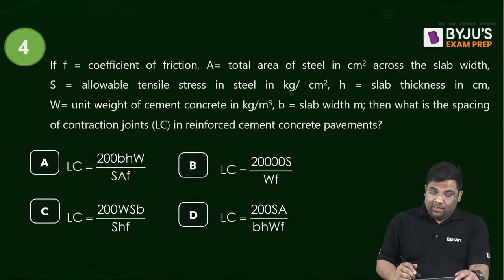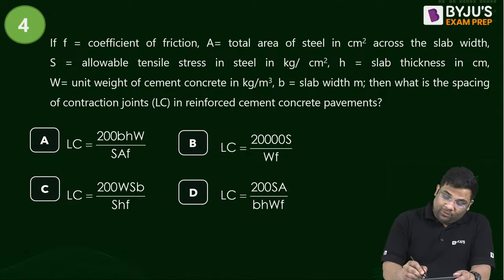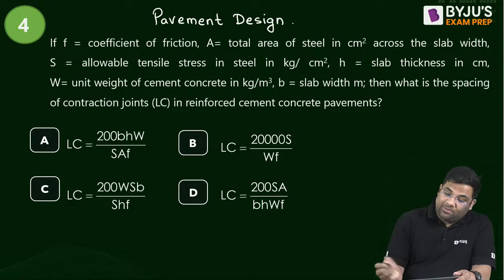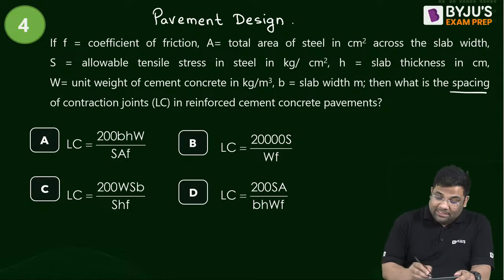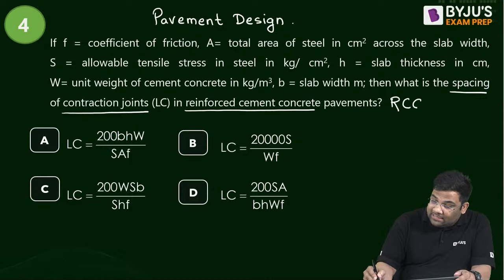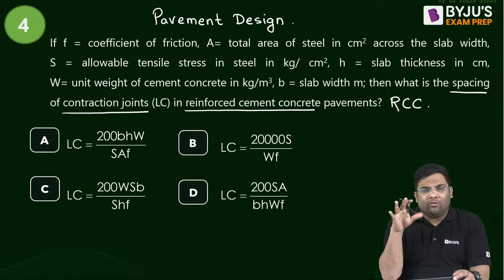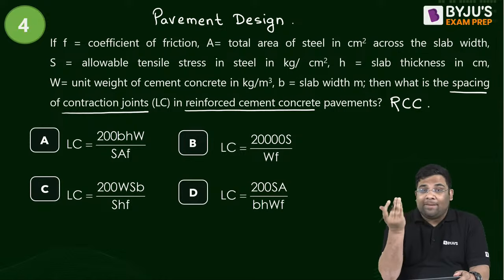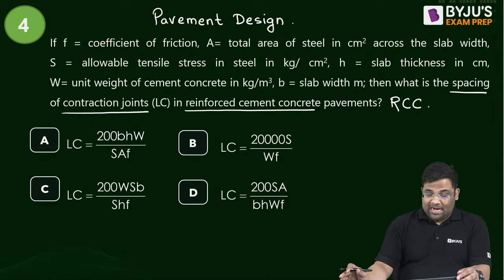Next question. Okay, this is from your pavement design, right? A few days back, I was teaching expansion joint and contraction joint. From this pavement design, they have asked the formula for spacing of contraction joint in RCC pavements. Directly they have asked the formula. So, can you tell the formula? Once you tell me, I will explain also. A few days back, I taught this in our evening classes, in our champion series. So, which is the right answer? Tell me.